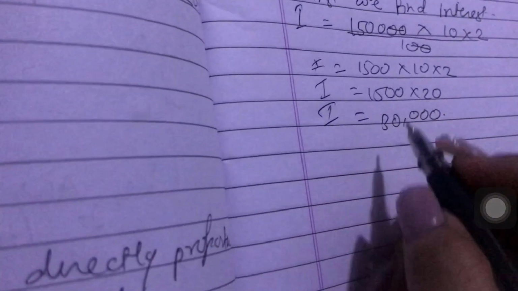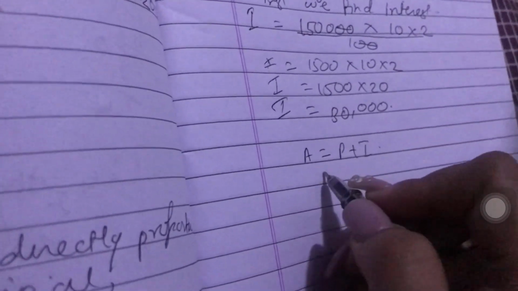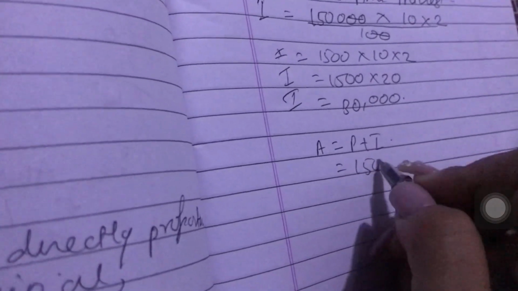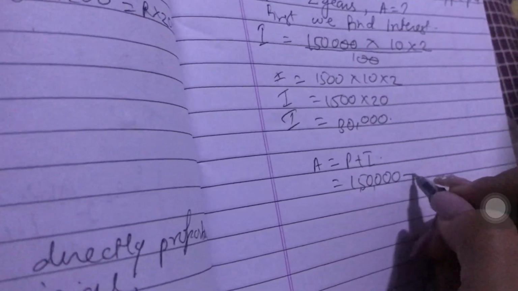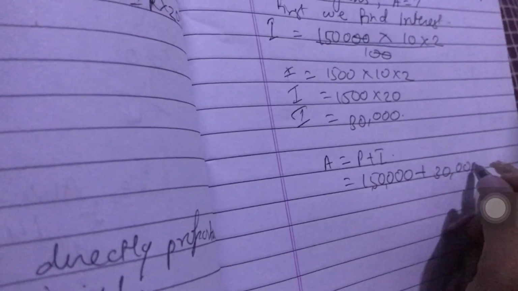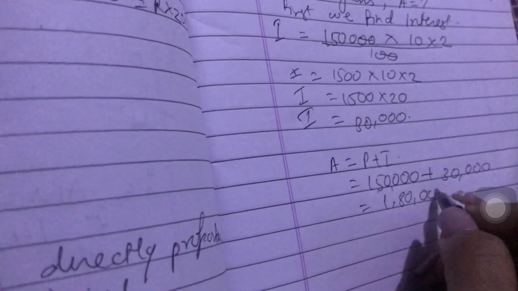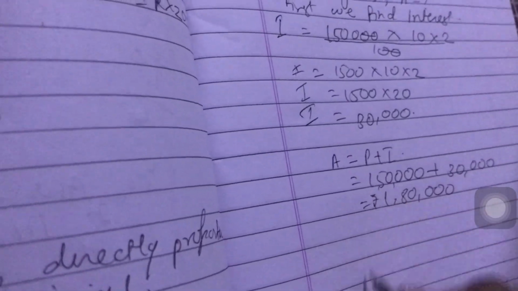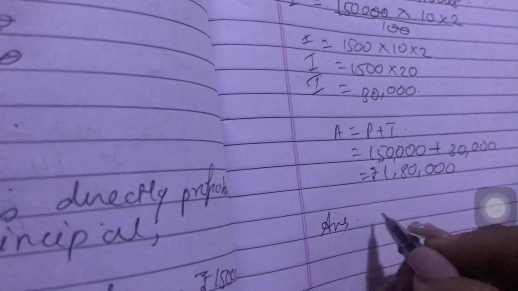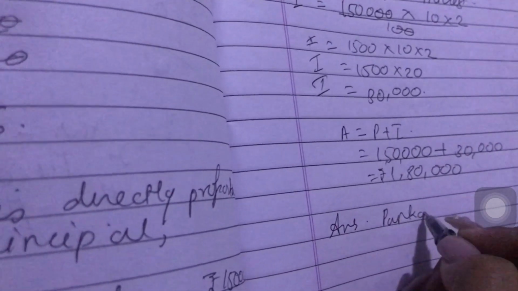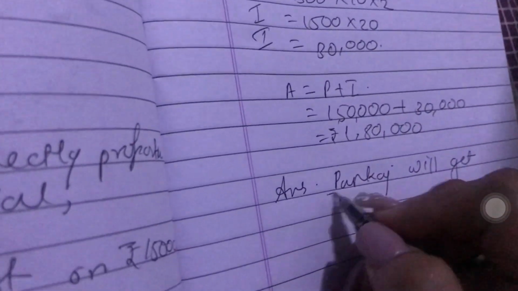Okay, so amount is equals to principal plus interest. Principal is 1,50,000 plus 30,000 is equals to 1,80,000 rupees. So Pankaj will get rupees 1,80,000.